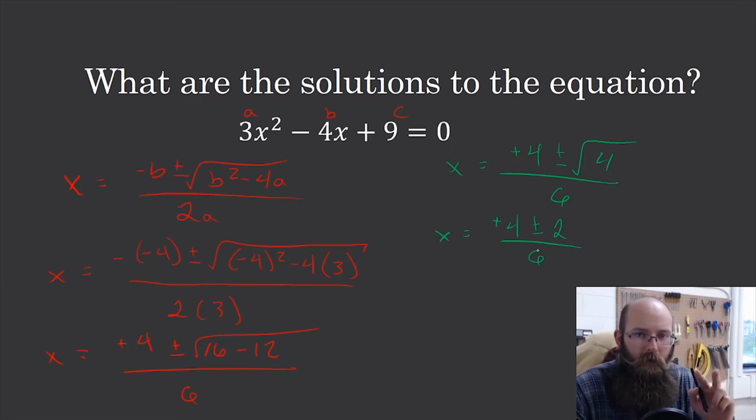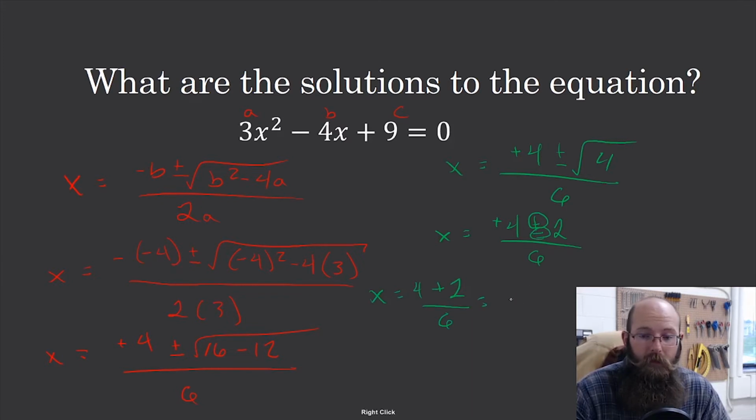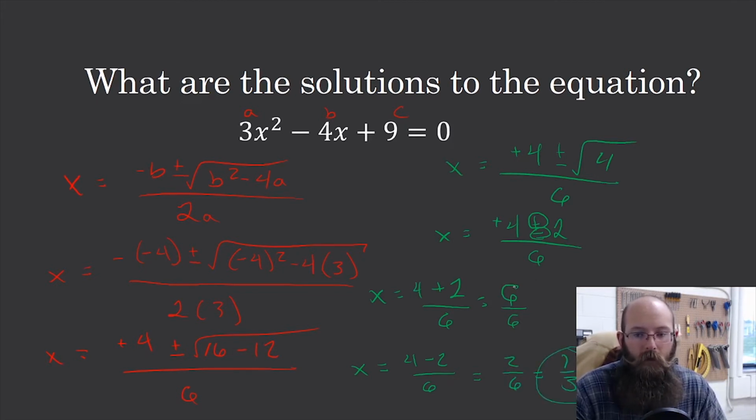Now this is going to get me two different cases. I have the positive version and the minus version. So x equals 4 plus 2 over 6. Well, that just ends up being 6 over 6. And then I also have x equals 4 minus 2 over 6. And that is going to get us 2 over 6, or 1/3. So those are going to be my two answers.